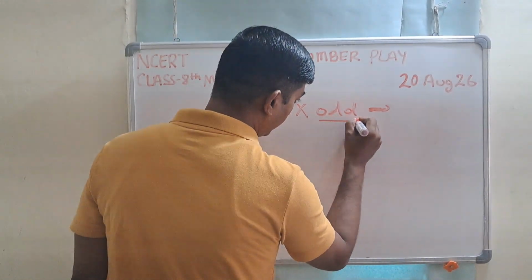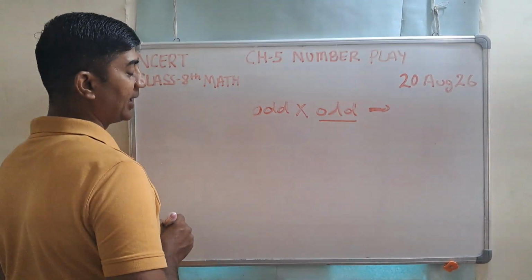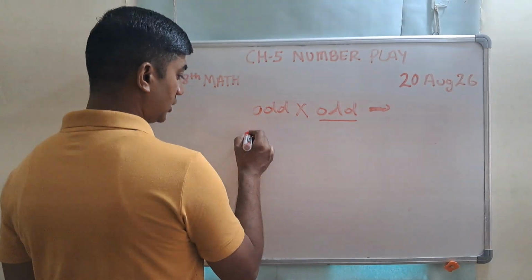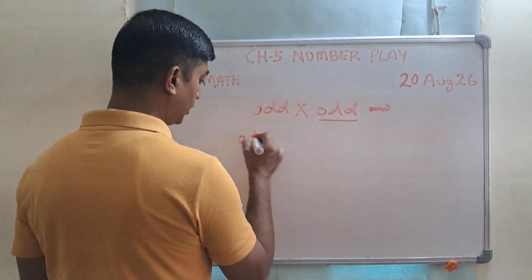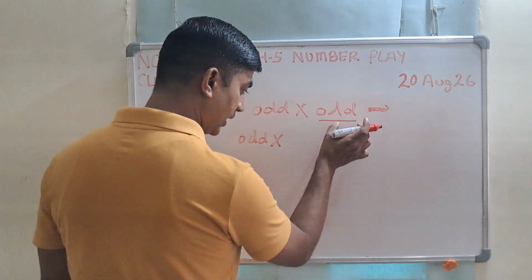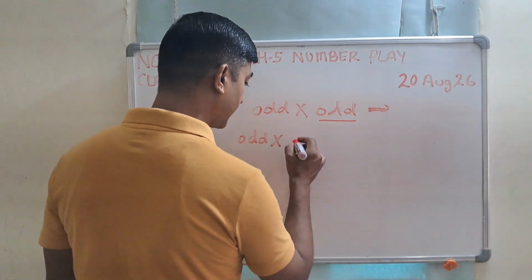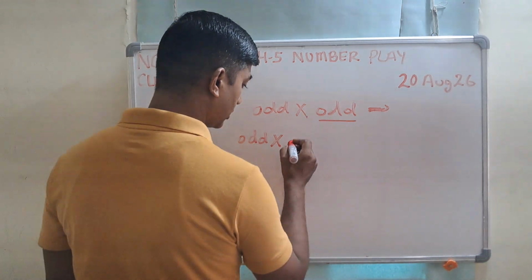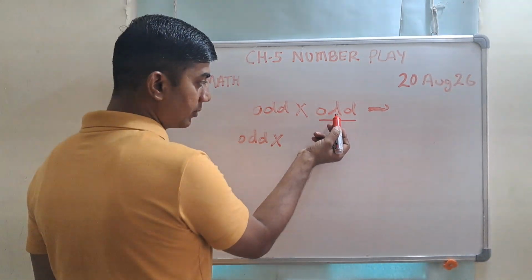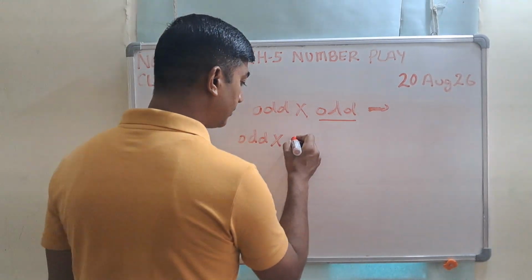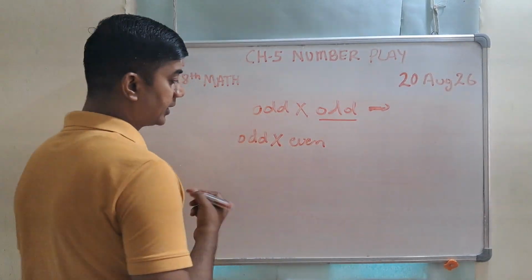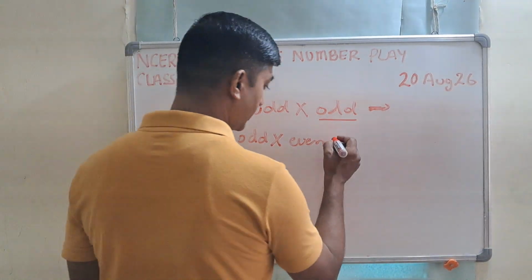See, if we subtract 1 from any odd number, it will become an even number. Understood? So if we split this odd number by subtracting 1, it will become even. Understood? It will become even. Now this is our expression.